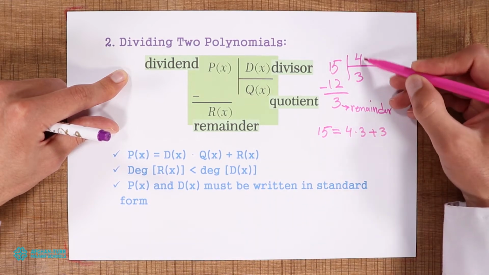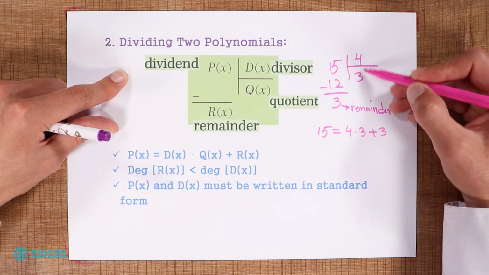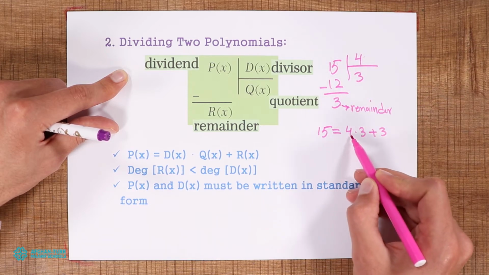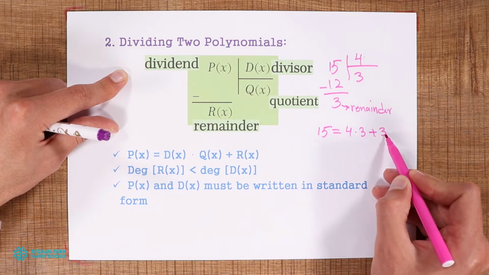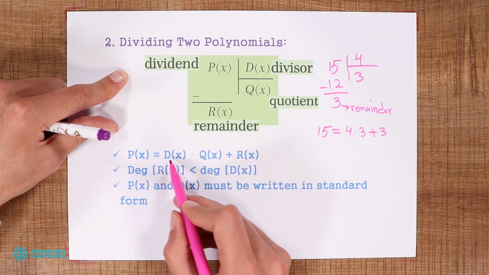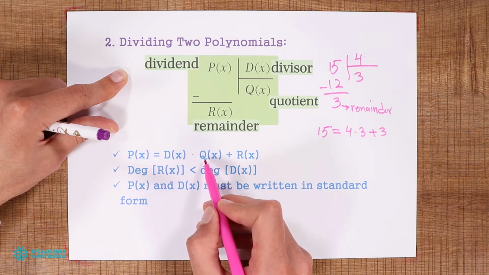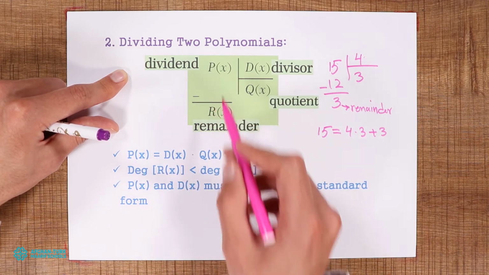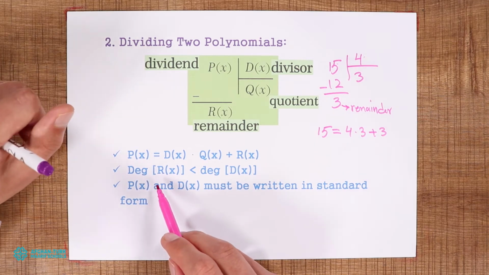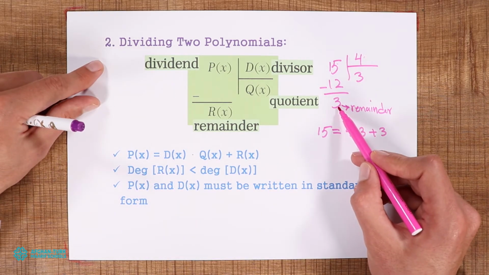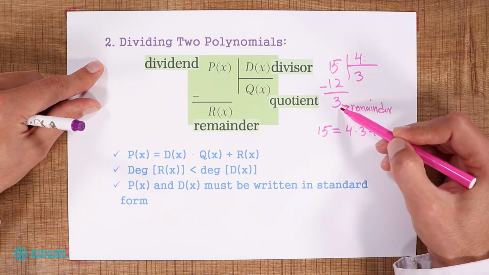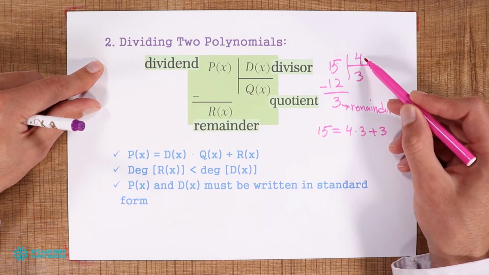It means if we multiply 4 by 3 it will be 12, and 12 plus 3 is equal to 15. So in here you can write 4 times 3 plus 3. In here, quotient times divisor plus remainder is equal to p of x. You must remember the remainder is always smaller than the divisor.